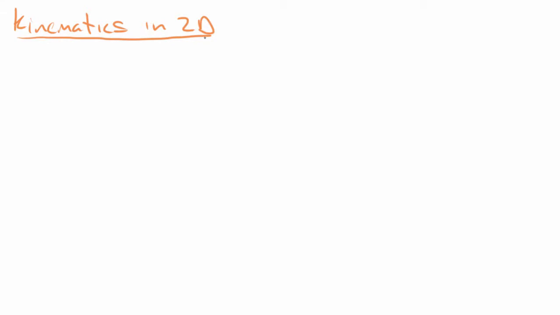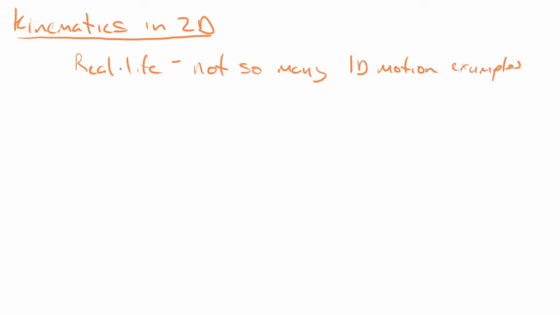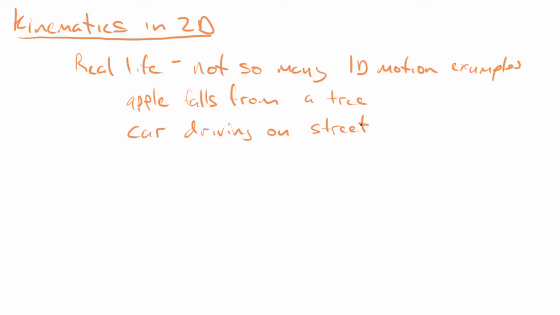All right, kinematics in 2D. So in real life, there aren't really a lot of examples of 1D motion. They're pretty boring. Things like an apple falling from a tree, which Newton knows about, apparently. A car driving on a really straight highway, on just a single street, which is sort of boring. I guess an elevator. We could study an elevator. That's 1D motion, unless you're in one of those sideways ones, like the Luxor in Las Vegas.